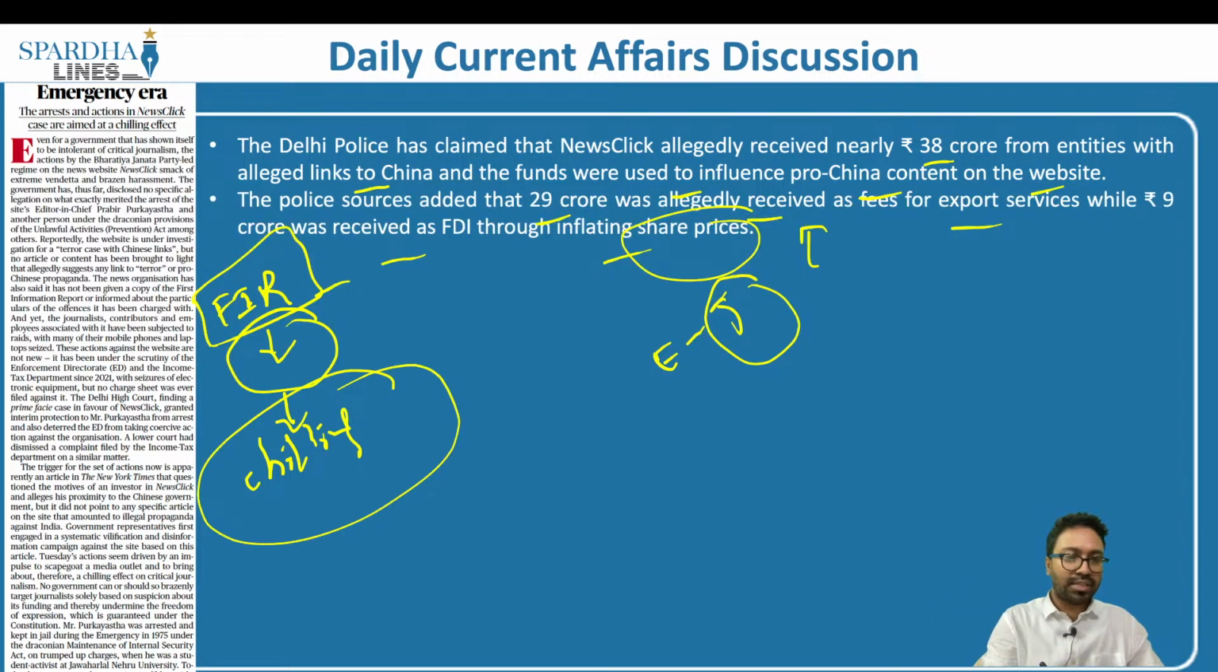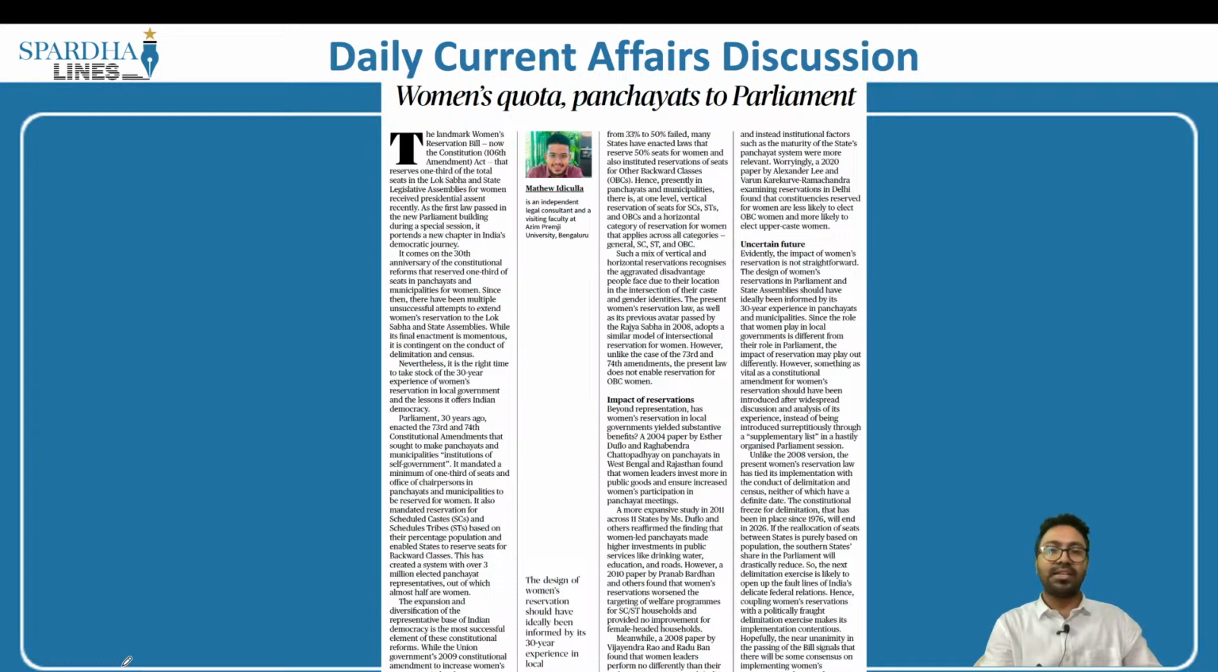Now let's look into the next article. This article says women's quota, panchayats to Parliament. So in 1992 we had the 73rd and the 74th constitutional amendments. What we had was women being given about one-third representation, and immediately after that, powers were given to the state governments to also provide reservation to the OBCs. Many states have also provided reservations to the OBCs as well.